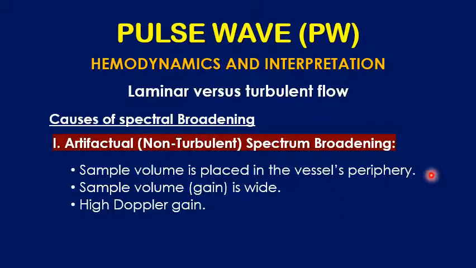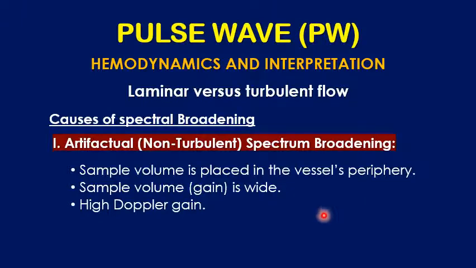This sample volume will sample flow that is close to the periphery of the vessel, which is usually a lower velocity, and another part of the flow that is closer to the center of the flow, which is a higher velocity. So what happens now? There is a wide range of velocities being sampled by the sample gate or the sample volume. What happens now? I will get broadening of the spectrum of velocities.